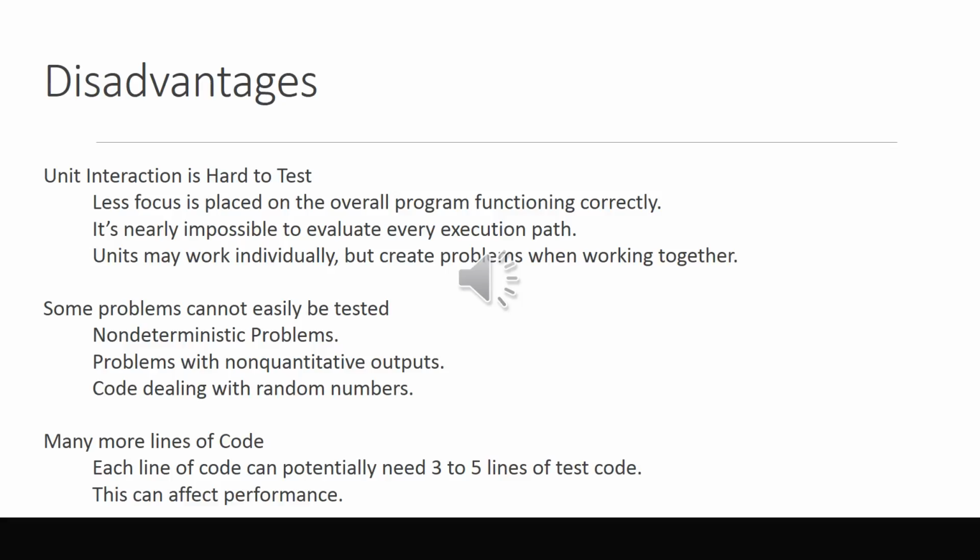Some problems can't be easily tested, like non-deterministic problems with non-quantitative outputs, and code dealing with random numbers, and things like that. They can be hard to actually know if you're getting the right output because they're hard to test. And unit testing creates many more lines of code. Each line of code can potentially need 3 to 5 lines of test code, which obviously makes the program much longer, and it can affect the performance. And so those are the advantages and disadvantages.